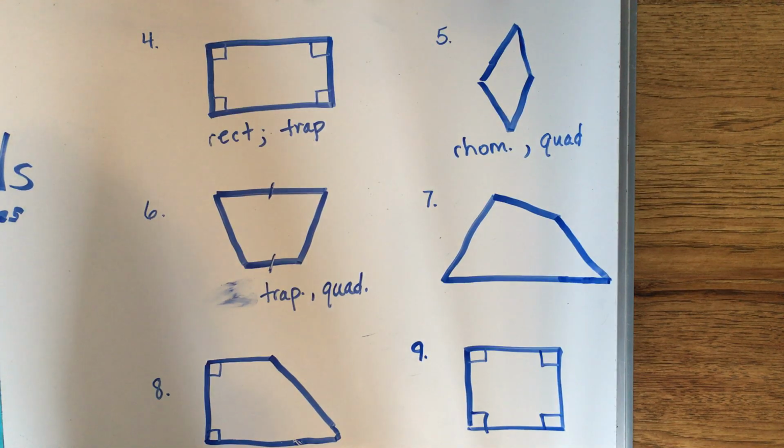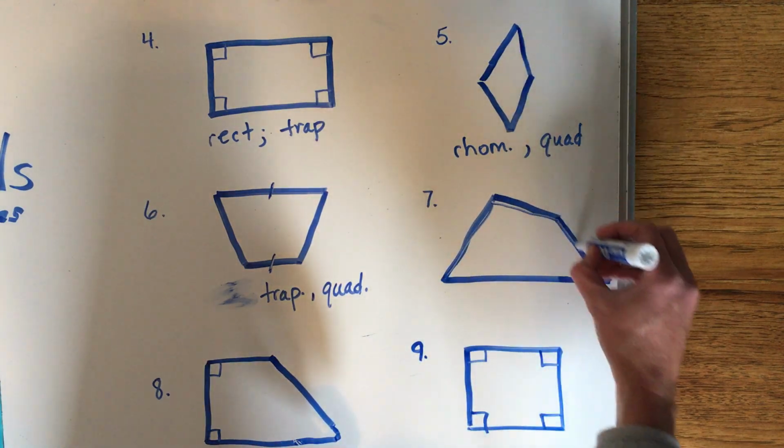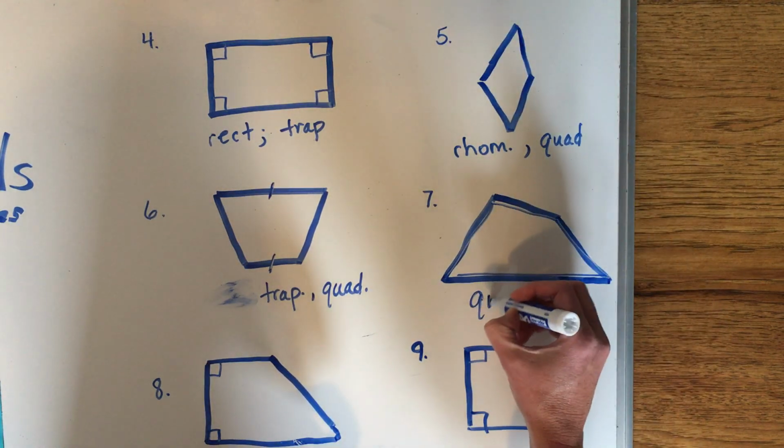All right, number 7. Ready? Is this a rectangle? No. Needs right angles. Is this a trapezoid? Think about what a trapezoid is. Does it have at least one pair of parallel lines? Nope. Is this a quadrilateral? 1, 2, 3, 4. Yep, this is a quadrilateral.